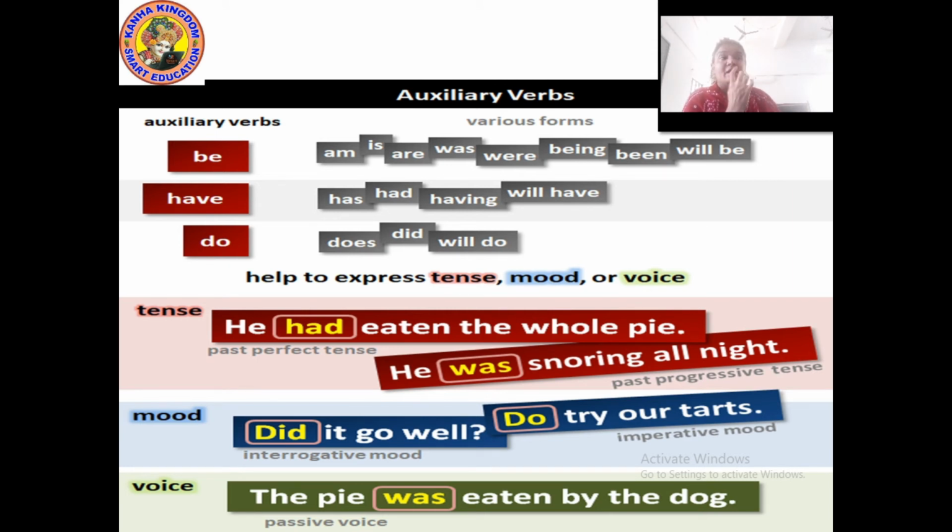Okay? He was snoring all night. He was snoring all night. Here the auxiliary verb is was. The main verb is snoring.